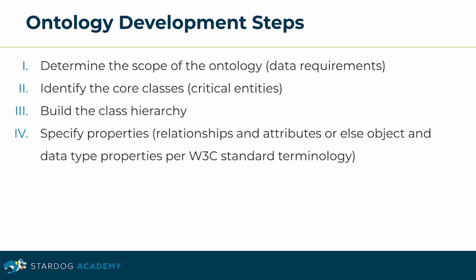So let's look now at the key ontology development steps. First of all, you need to determine the scope of the ontology by looking at your data requirements. Second, you should identify the core classes, like critical entities. Third, we need to build the class hierarchy. And fourth, we need to specify properties. These could be relationships or attributes, also called object and data type properties per the W3C standard terminology.